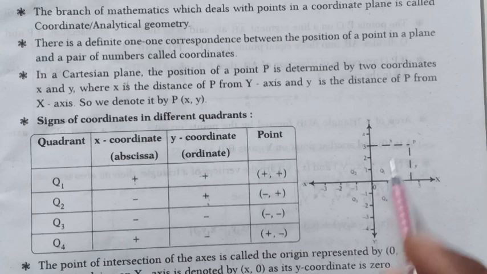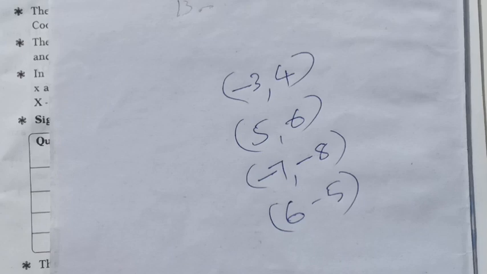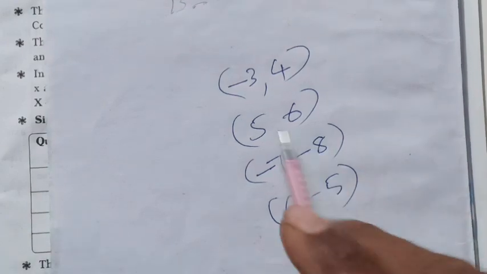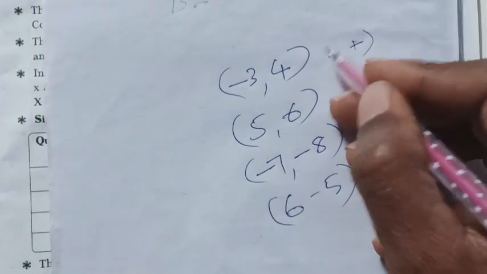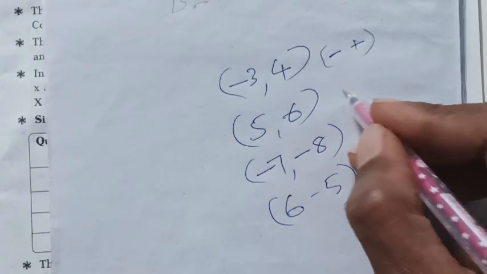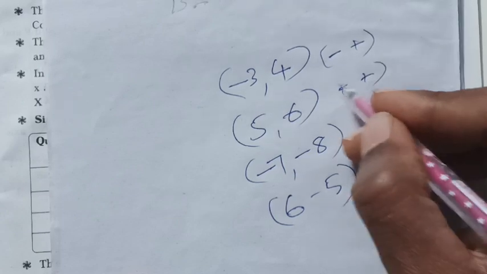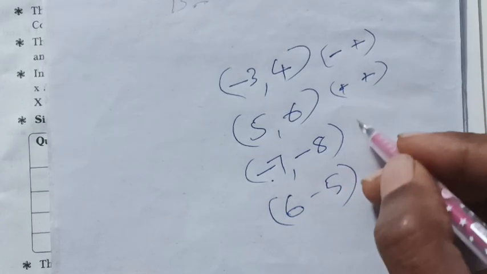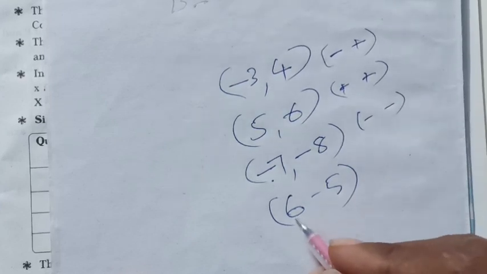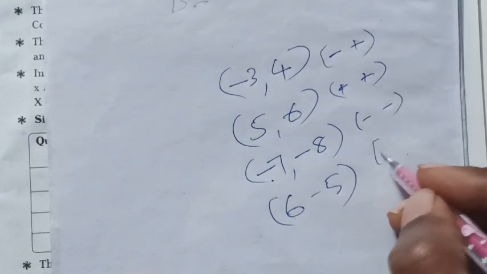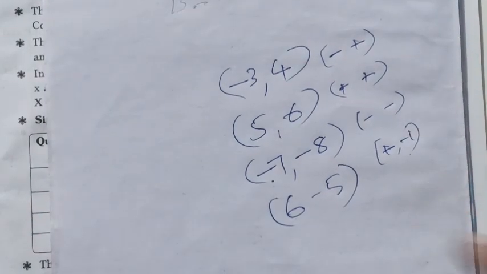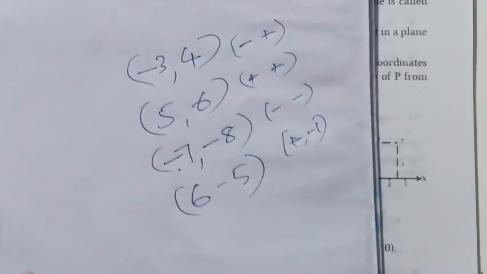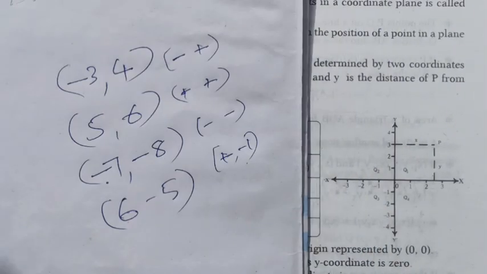So we should remember that. Let's take an example. Now look at here, (minus 3, 4), that means minus plus. (5, 6) means plus 5, plus 6. (Minus 7, minus 8), that means minus minus. And (6, minus 5) is plus minus. Now look at these quadrants.